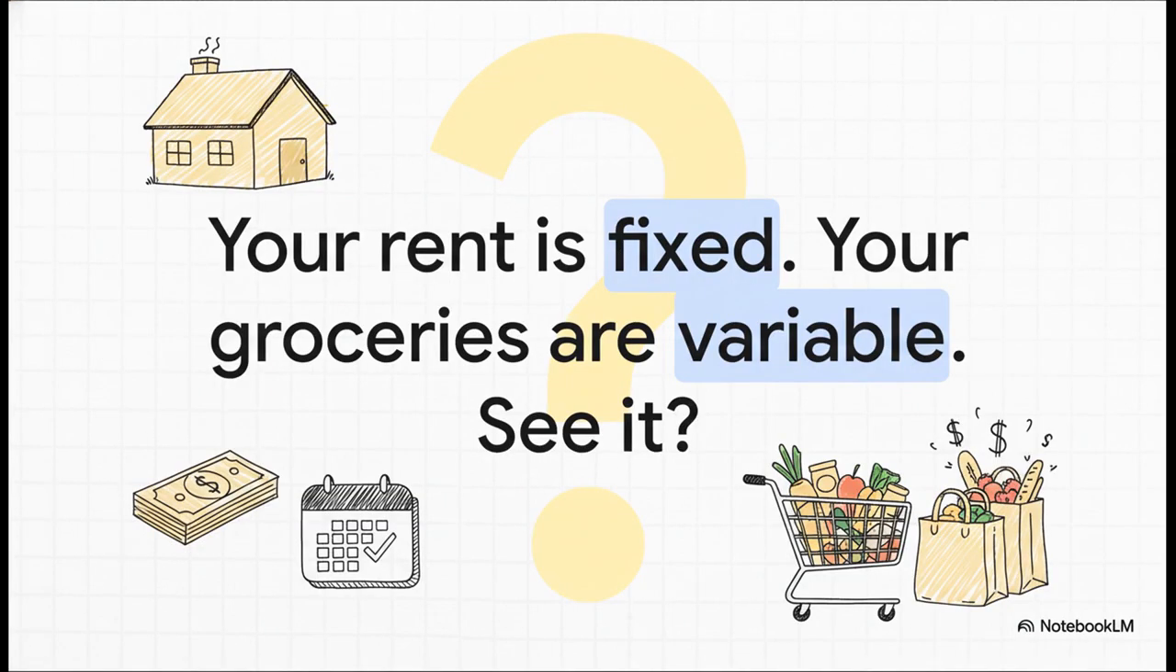Here's a super simple way to think about it. Just look at your own budget at home. Your rent or mortgage, that's a fixed cost. It's the same every month. But your grocery bill, that's a variable cost. It changes depending on your activity for the month.